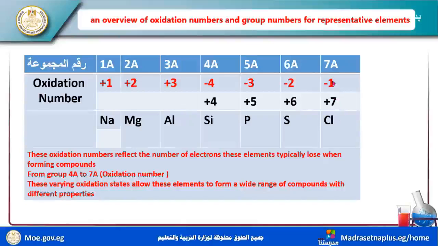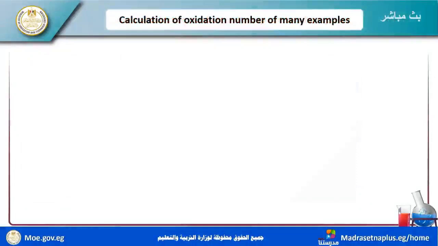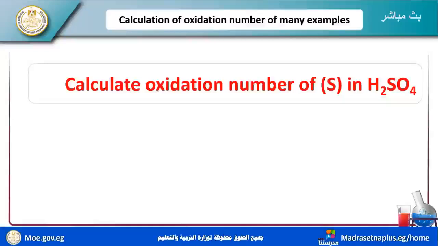This oxidation number reflects the number of electrons these elements typically lose when forming compounds. This is not in atomic structures, but in compounds, forming compounds from group 4A to 7A. These varying oxidation states allow these elements to form a wide range of compounds with different properties. Now we must know the calculation of oxidation number in many examples.